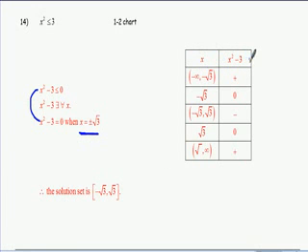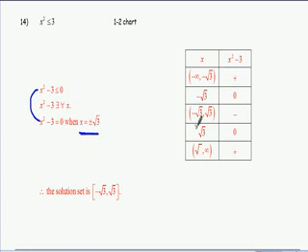In setting up the intervals, we start at negative infinity. We work our way up to negative root 3 because negative root 3 was the smaller of the two values we found for x. We stop at negative root 3 and acknowledge what its value would be when compared to the expression x squared minus 3. Of course, that would be 0. That's how we found negative root 3 in the first place.